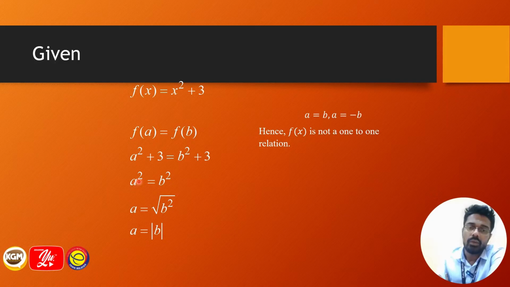I don't want the square, so I go and square root. When you square root your b squared, by definition it is the modulus. So technically you are getting a equal to b and a equal to negative b. As I mentioned earlier, if you get anything extra, that means it is safe to conclude it is not a one-to-one relation. So we conclude by saying it is not a one-to-one relation.